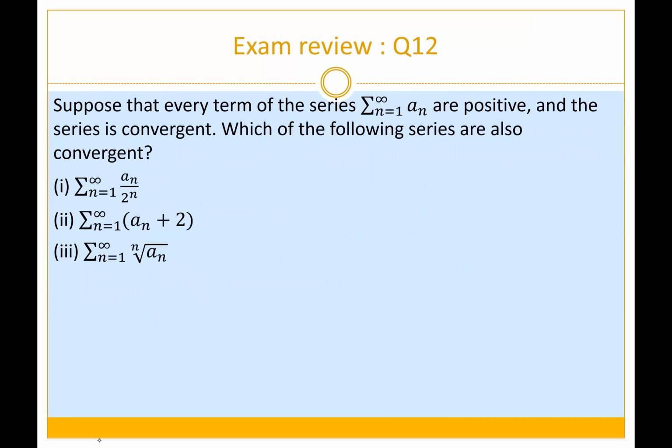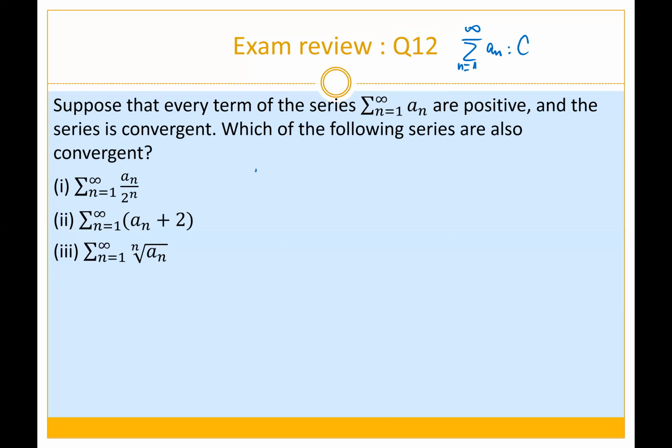So this one is kind of similar, and again, has a lot of people got it wrong. Suppose that every term of this series An are positive and the series convergent. Which of the following series are also convergent? Now, let's look at the first one. We are given that series of An is convergent. So here, the only thing that we can do is maybe try to compare it with An.